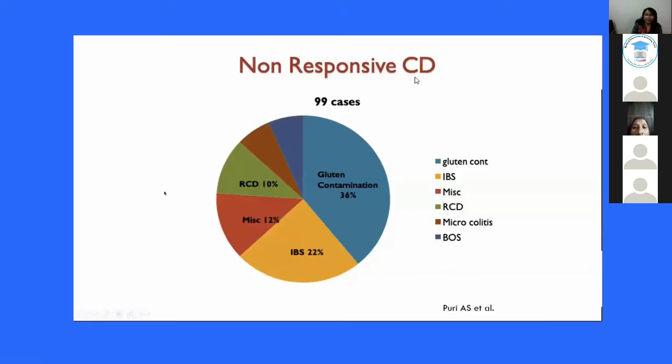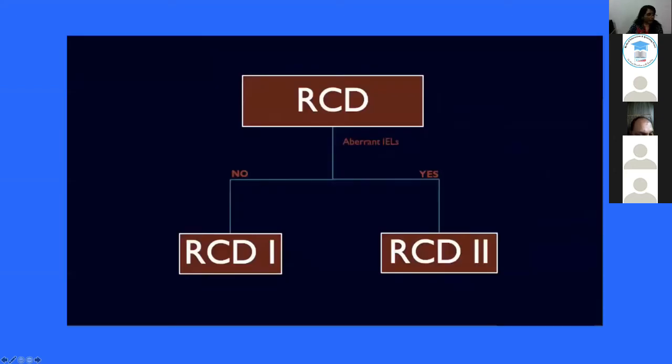Regarding non-responsive celiac disease, we have a very big series of 99 cases from GB Pant Hospital, in which it was seen that gluten contamination was the main factor responsible for non-responsive celiac disease. The second was IBS, miscellaneous causes, and refractory celiac disease were only less than 10%. So refractory celiac disease is of two types, type 1 and type 2. If aberrant intraepithelial lymphocytes are present, this is type 2. If there are no aberrant intraepithelial lymphocytes, that is known as refractory celiac disease type 1.